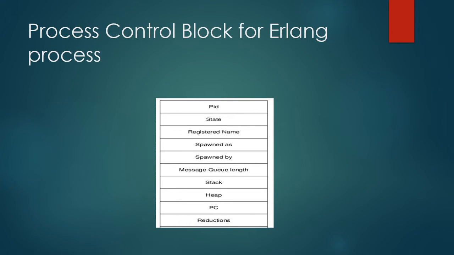Now we will talk about the process control block for an Erlang process. As we can see in the figure, each Erlang process has different parameters. For example, PID is used to determine the process ID, and state is used to determine the current state of the process. We also know that every process in Erlang has its own stack and heap memory, so we use stack and heap pointers in the process control block to map them. It also contains other parameters like registered name, spawned as, spawned by, PC, and reductions.